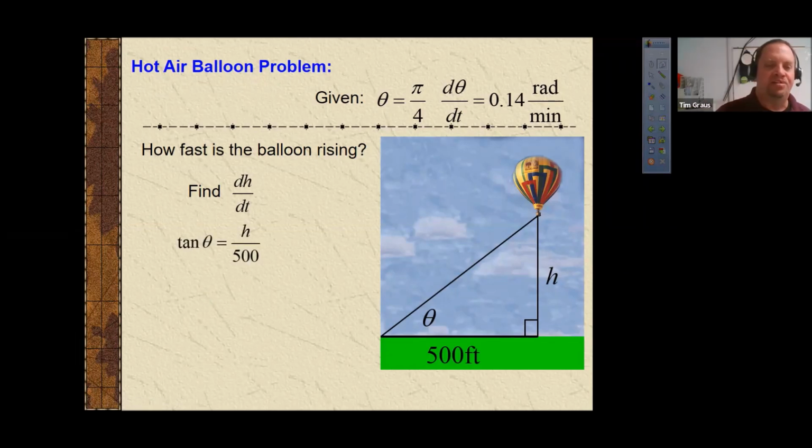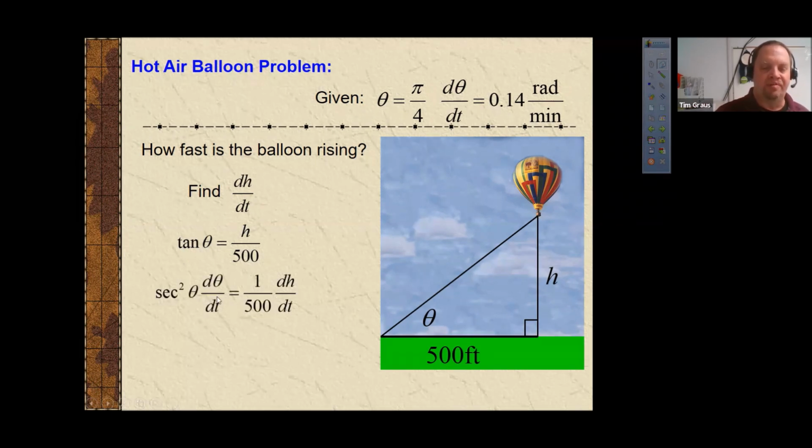Our next step is to differentiate both sides. Remember, theta is something that changes over time, so we consider it to be an implied function of time. Height is something that changes over time, so we consider h to be an implied function of time. The derivative of tangent theta will be secant squared theta d theta dt. The derivative of h over 500 is going to be 1 over 500 dH/dt.